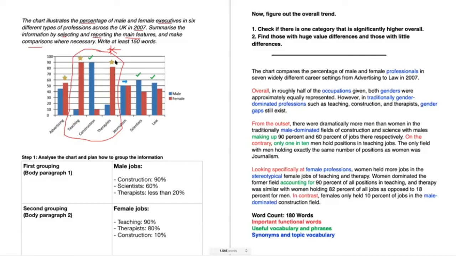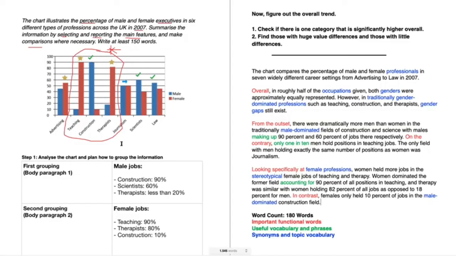And just keep in mind here, when I looked at therapy, I said around 80 here, but I looked closely, it's 82. So you would not be incorrect to write 82. And I've also estimated for males in that sector at around 18%. "In contrast," which is great, similar to "on the contrary," females only held 10% of jobs in the male-dominated construction field, which we saw here in our overview.